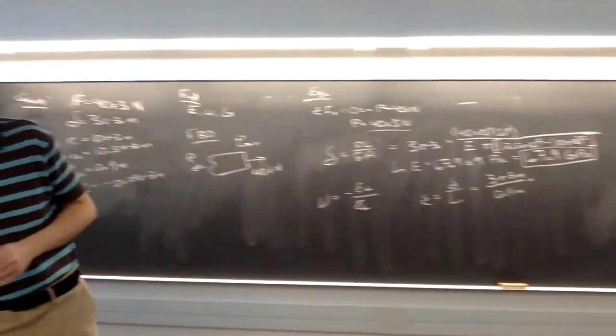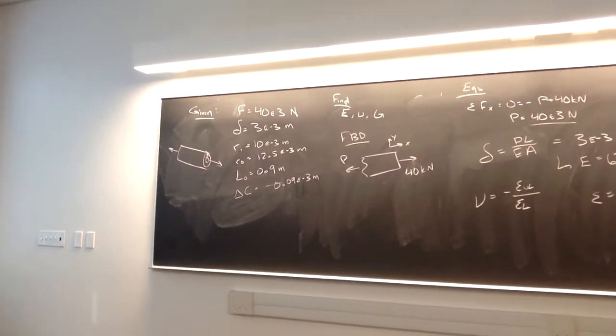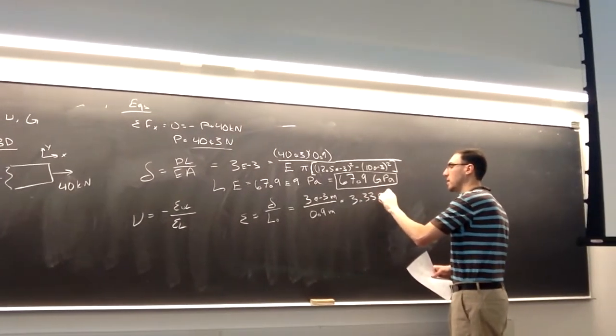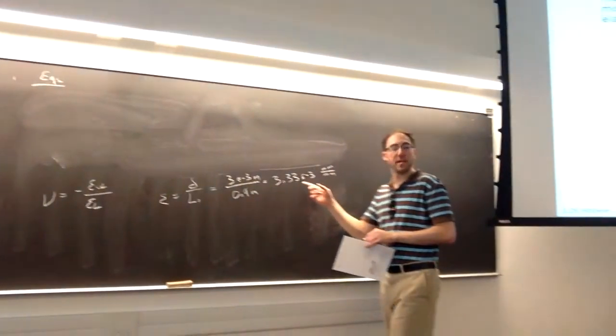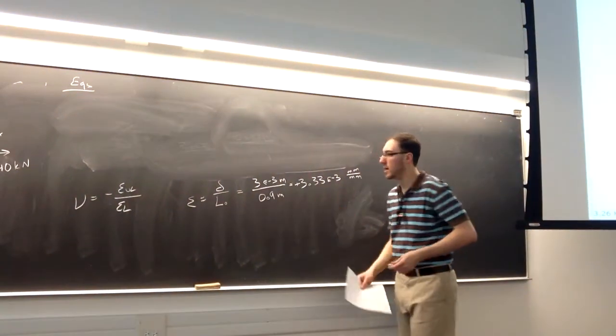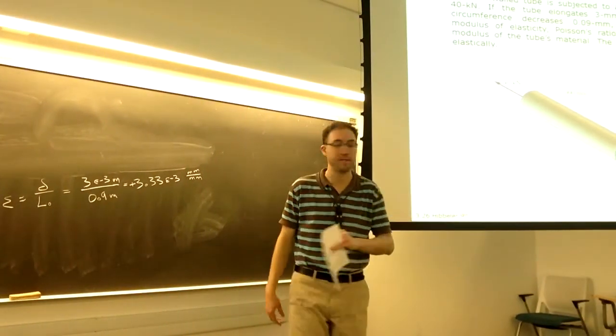So the normal strain along the loaded direction is 3.33 times 10 to the negative third millimeters per millimeter. This gives us the denominator, and just so it's clear, it's positive, it's elongating. We have a positive strain.